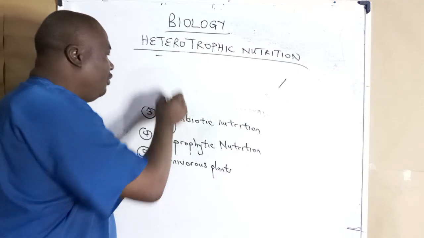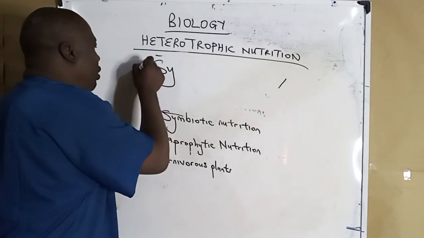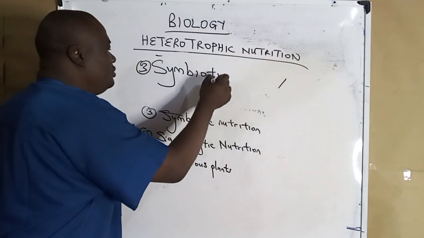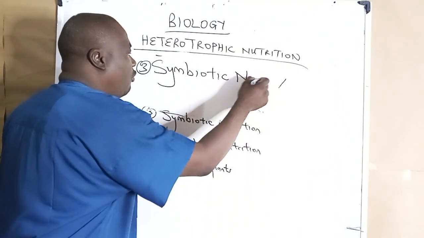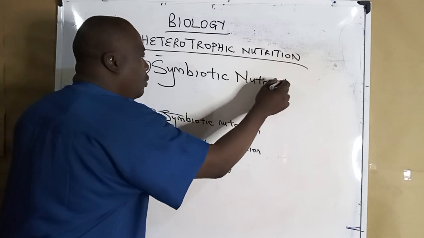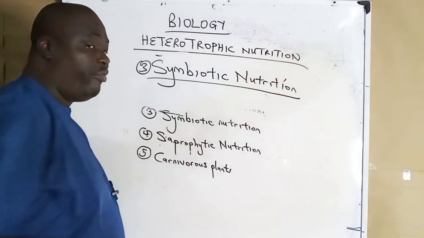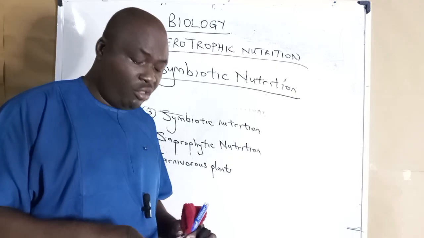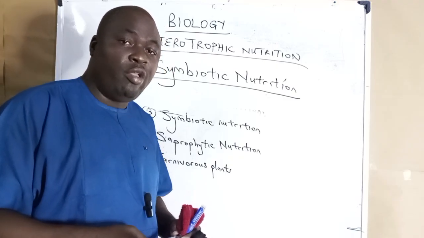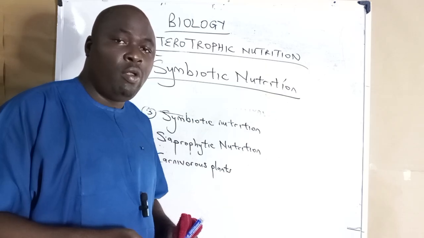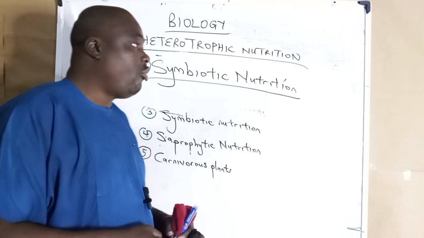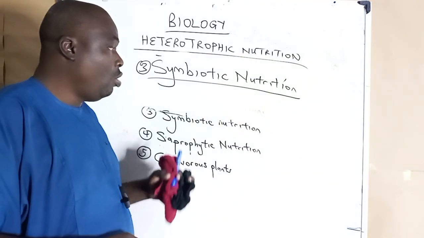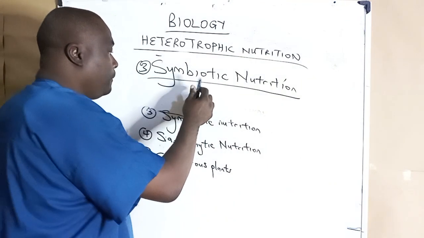What is symbiotic nutrition? Symbiotic nutrition. Let me write it for you. Symbiotic nutrition is the type of nutrition that occurs between two organisms where they both benefit and one of the organisms receives nutrients in the process. The association between them is called mutualism.